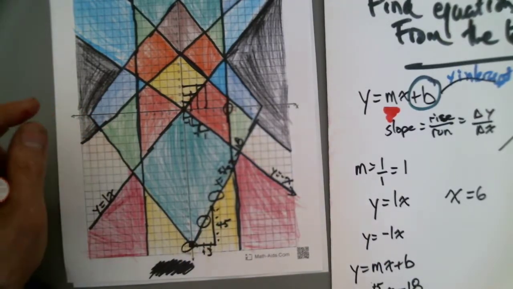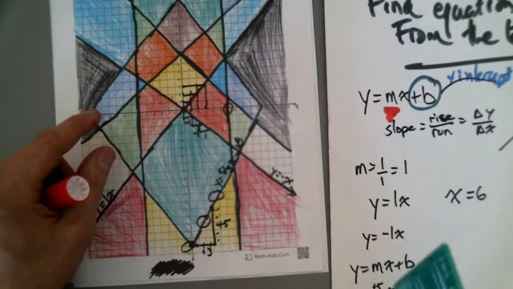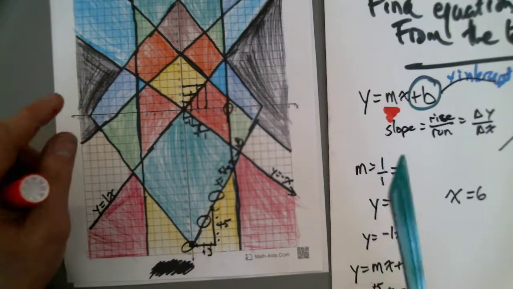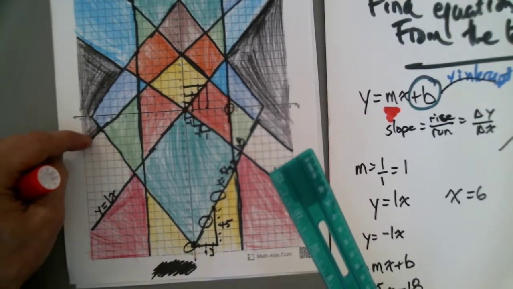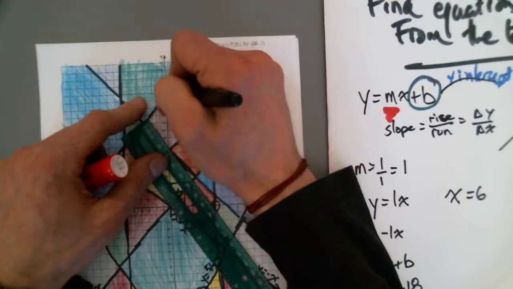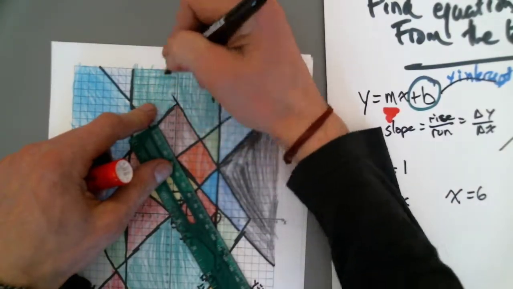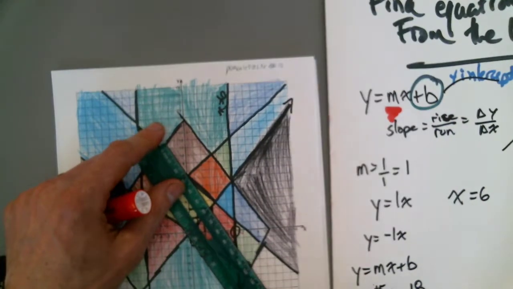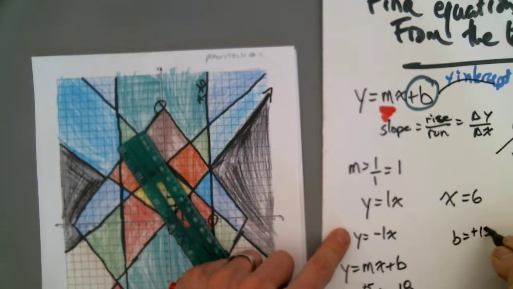I'm going to do one more just so you can see a negative one. All right. These are interesting lines. I really like them. Oh, that's cool. That's fun. Let's do this one here. Right here. That one doesn't go to a clear point. Well, let's see. I think we can call that 15 right there. So my b equals positive 15.